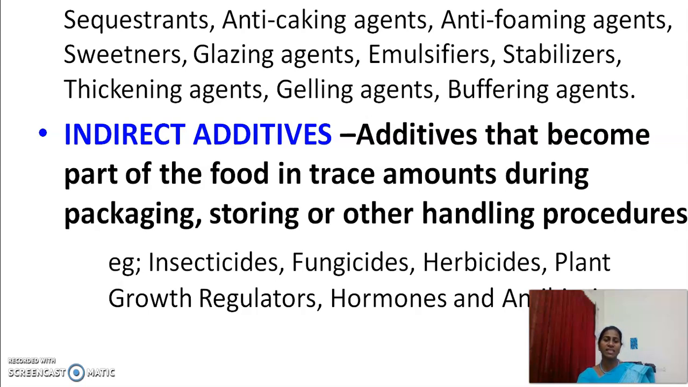Few examples of direct additives are antioxidants, colors, flavors, preservatives, sequestrants, anti-caking agents, anti-foaming agents, sweeteners, glazing agents, emulsifiers, stabilizers, thickening agents, gelling agents, and buffering agents. Indirect additives are additives that become part of the food in trace amounts during packaging, storing, or other handling procedures. Few examples of indirect additives are insecticides, fungicides, herbicides, plant growth regulators, hormones, and antibiotics.